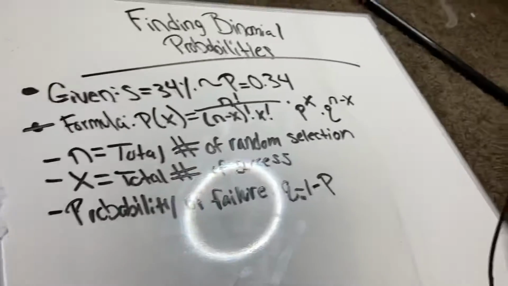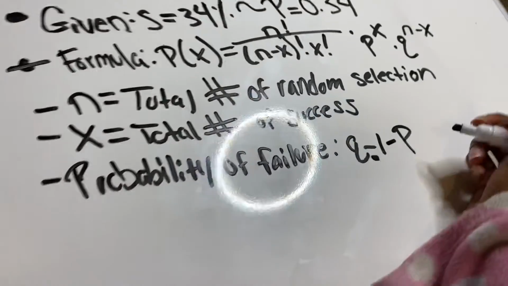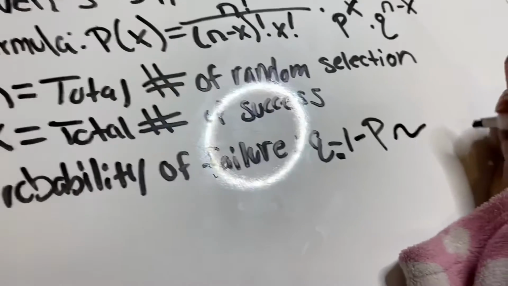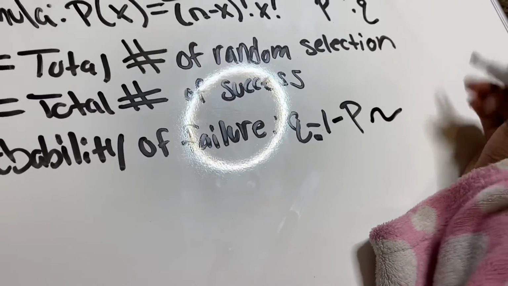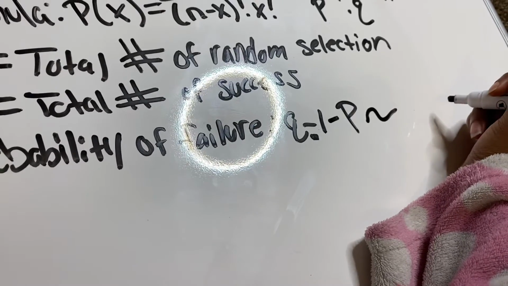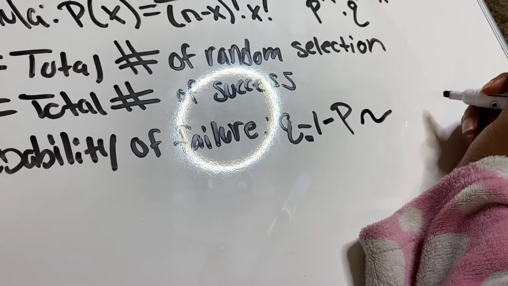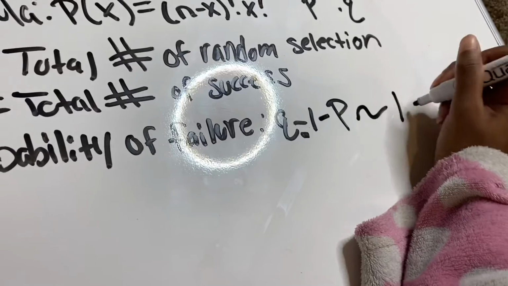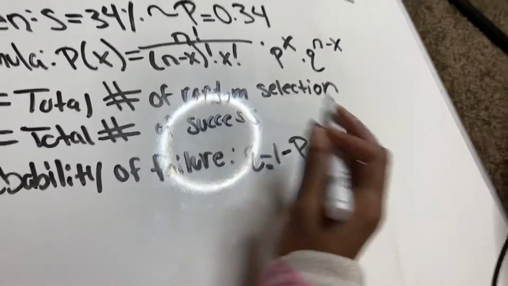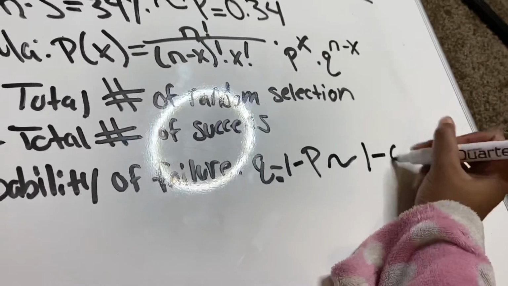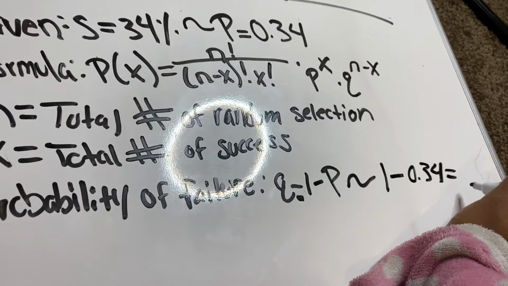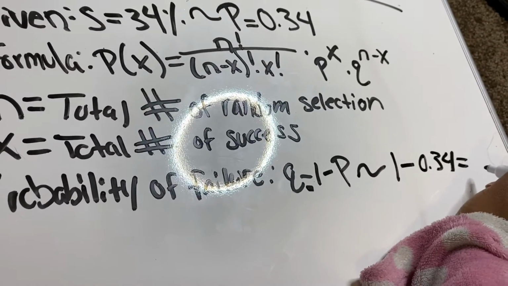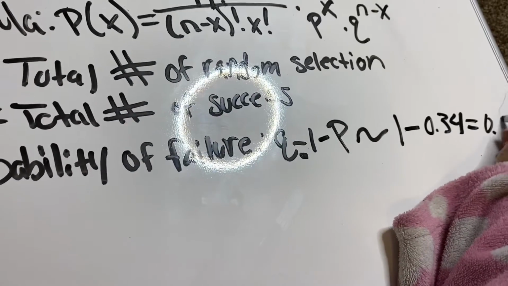Let me just go ahead and solve this part, because it's pretty easy and you're going to need to do this part before you continue. So basically, this is going to be 1 minus, and since the P is right here, you're going to plug that in, 0.34. If you plug it into a calculator, which I did, you're going to come up with 0.66.